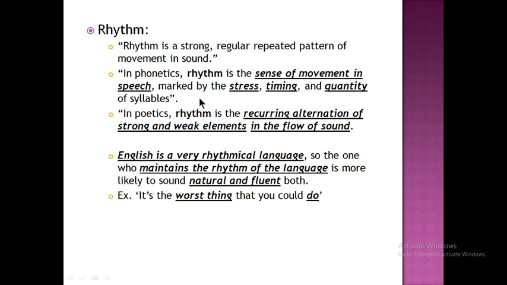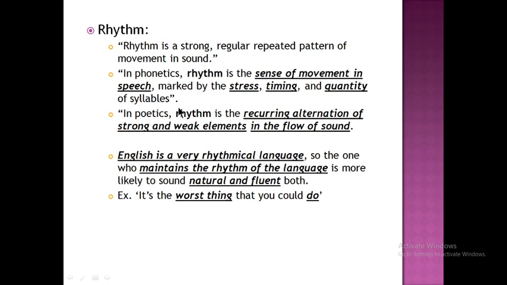That is called rhythm. In phonetics, there is an altogether different explanation. Understand this one as well. In phonetics, rhythm is the sense of movement in speech, the sense of movement which you give to your speech. It is marked by the stress, timing, and quantity of syllables. That too is rhythm.